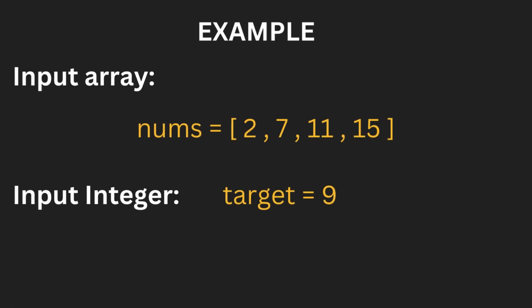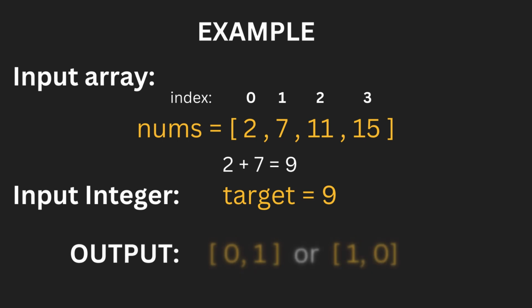Let's understand it. We have an array of integers called nums and an integer called target. Let's label the indexes of the array for ease. We need to find what elements in the array add up to target. We have the value of target 9, and in this case 2 and 7 add up to our target, which is 9. The problem asks us to output the indices of the numbers which add up to target, which here is 0 and 1, or 1 and 0, order doesn't matter, as stated in the problem.